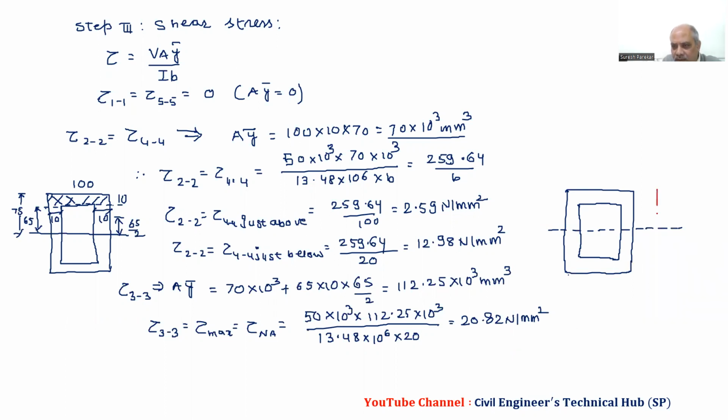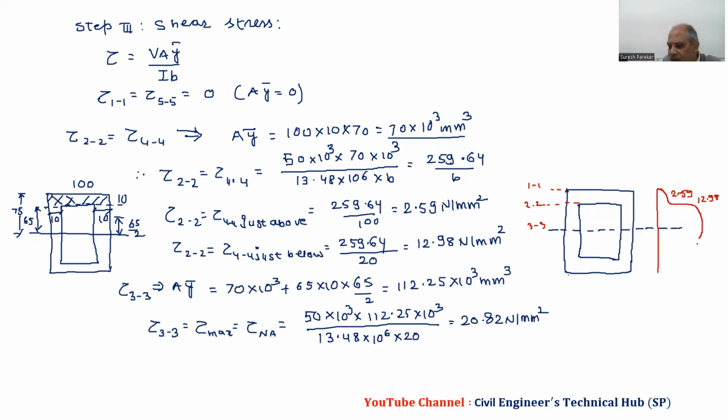So now we have these values. So this is 1, 1. We have 2, 2 just above and below, and this is 3, 3. So we have 0 over here, then the value at this point is 2.59. Then this value suddenly increases because our width decreases. We have this value 12.98, the maximum value we have at the neutral axis.